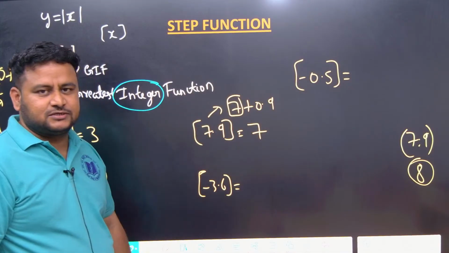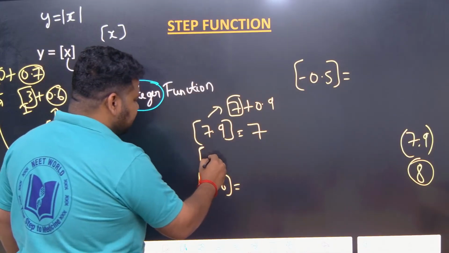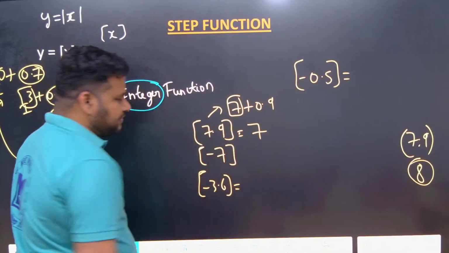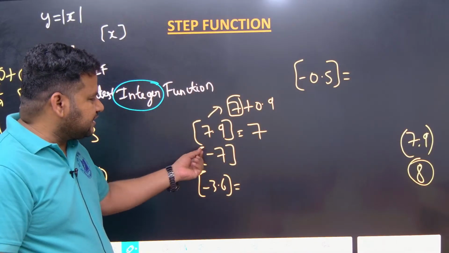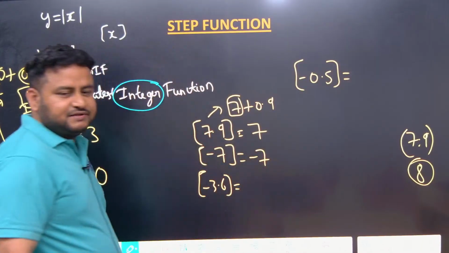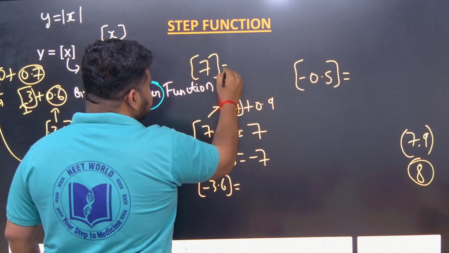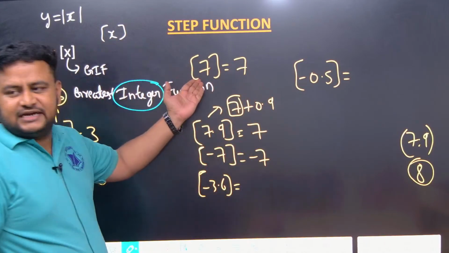Minus 3.6. Before that, let me give one more example. If I say minus 7, and I have a minus value, what is the greatest integer function? Minus 7 is minus 7 itself. If I write plus 7, what is the answer? I will get 7 itself, because it is directly an integer.